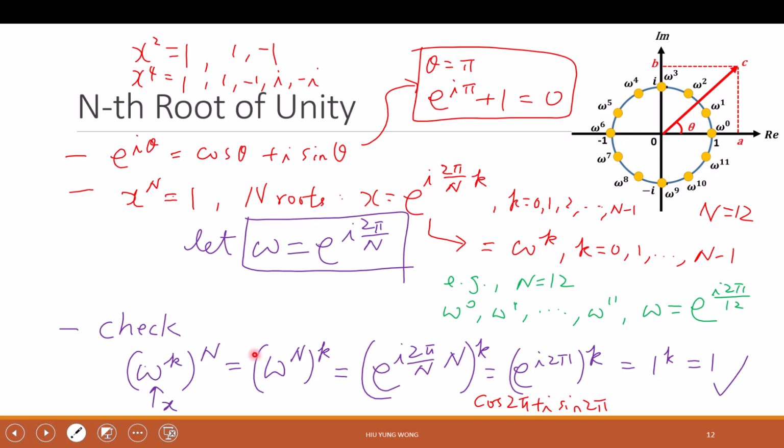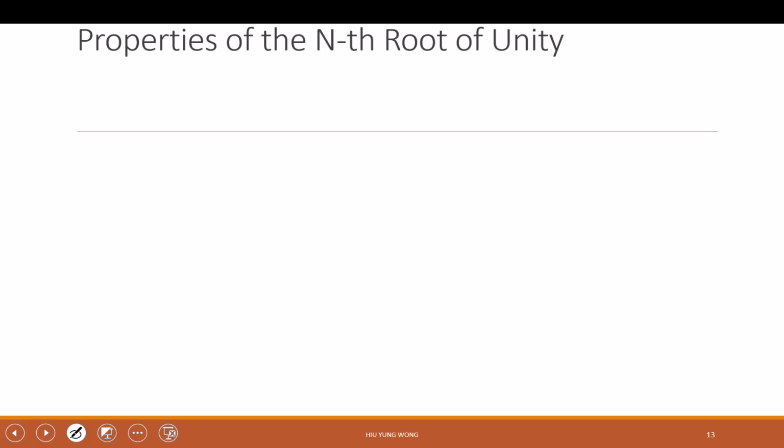Okay? So this just helps you practice the indices again, for those who have forgotten. But after all, the main point you want to learn here is that the nth root of unity is omega to the power k, and omega is e to the power i 2 pi over capital N. This is what you need to memorize. Okay? Any questions? If no, we will continue to recall some properties of this nth root of unity.